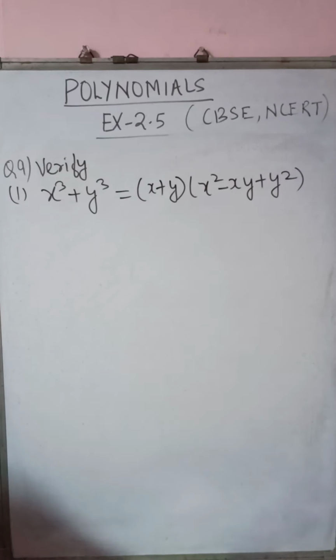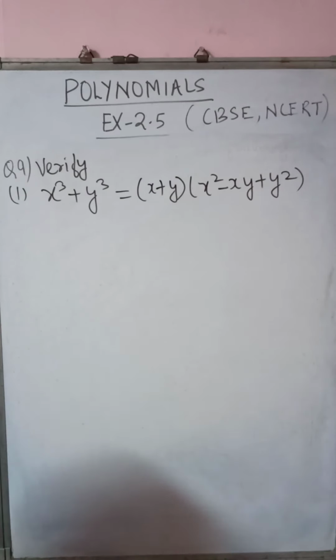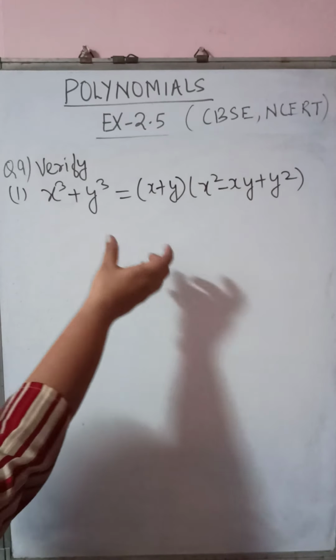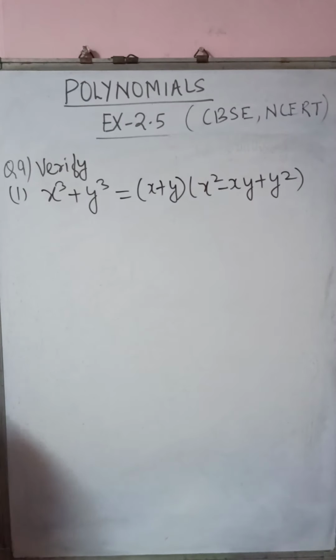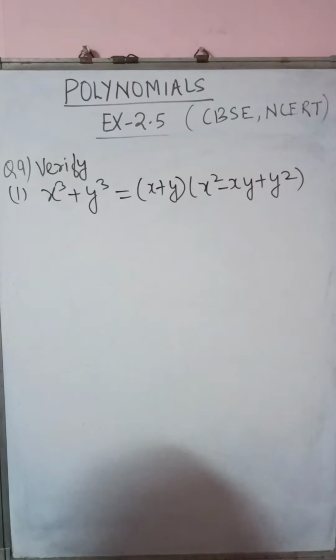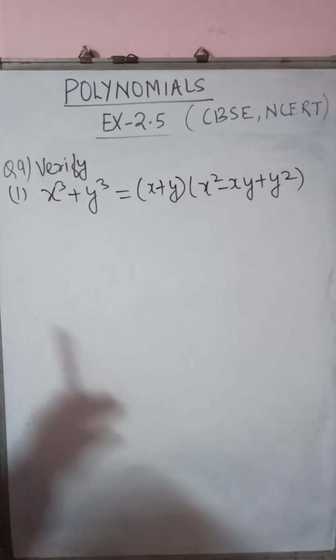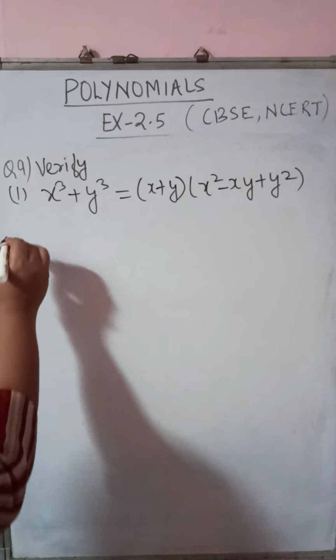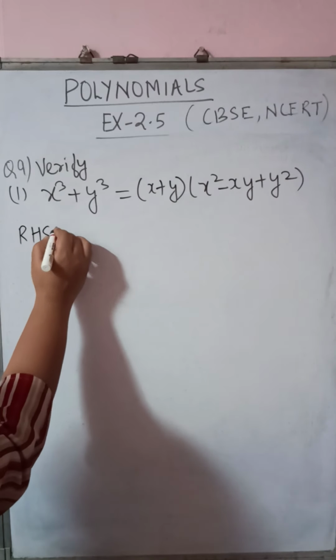Question number 9, first part. We have to verify. Whenever the question says verify, it means you have to prove LHS equal to RHS or vice versa. So this is LHS, this is RHS. I am going to take RHS, solve it and prove that it is exactly equal to LHS. So we'll start with RHS.